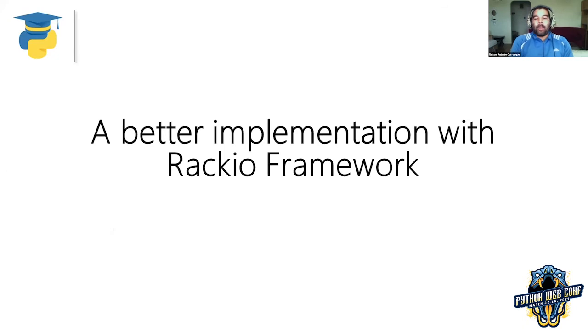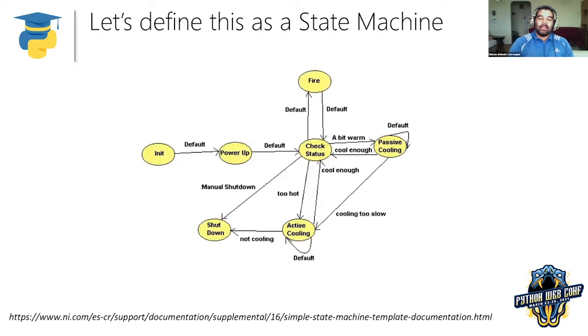And we're going to do a better implementation with the Rackio Framework. But first, since we are doing a Rackio state machine, we need to define the state machines to meet this purpose. So we have these state diagrams, okay? We start by defining conceptually our application and then coding it. So initially we have a first initial state, then this state goes to power up. Perhaps here you have some initializations like sensors and actuators. Then you heat up the cannon, and then you go to the main state, which is the check status.